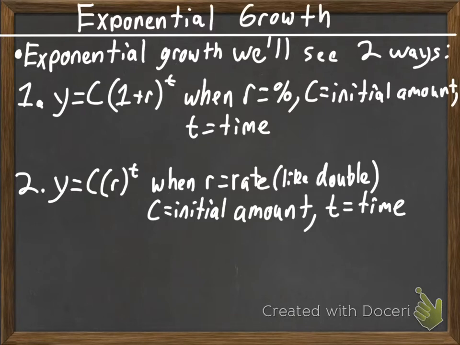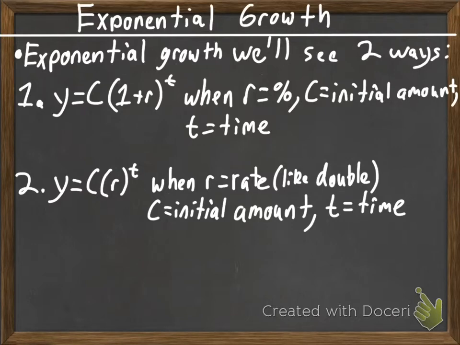Our second equation is y equals c times r to the t. And this is when r equals just a flat rate, like something doubles, something triples, something halves. That'd be a flat rate. C is still the initial amount and t equals time.